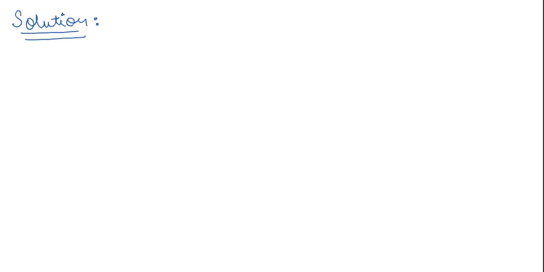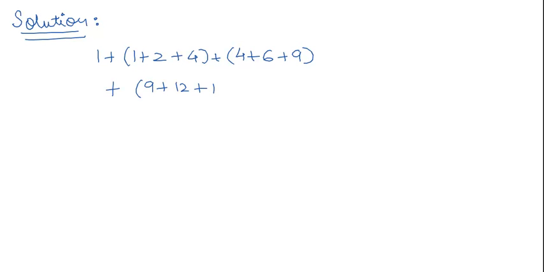Let us first write the series. The series is given as 1 plus 2 plus 4 plus 4 plus 6 plus 9 plus 9 plus 12 plus 16, then 361 plus 380 plus 400. Now in questions, when we have to find the sum of a series, we need to first find the expression for the general term, that is for the rth term.